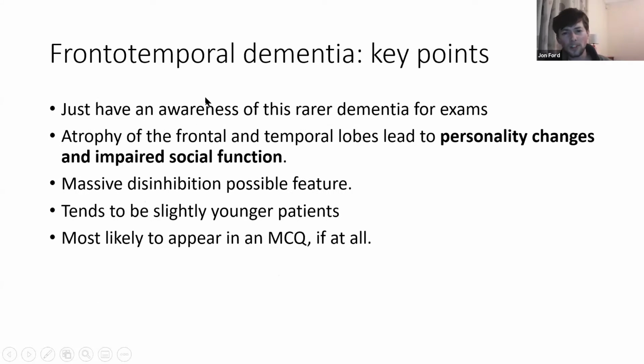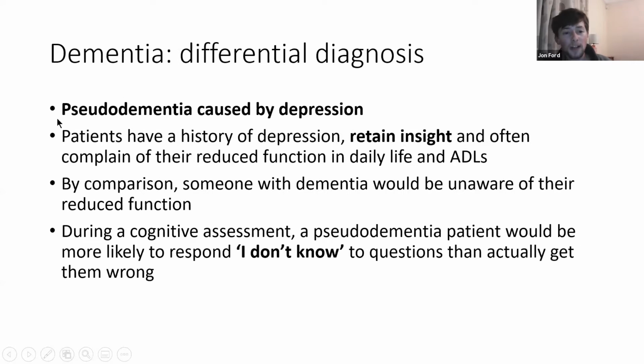So frontotemporal dementia, not very common at all. I've seen it, but it's not as common as the other ones. It's worth having an awareness for exams that these patients would be the ones with personality changes and impaired social function over some of the other features of Alzheimer's. They might be disinhibited. And often there's a clue in the stem if the patient is slightly younger than you'd expect for dementia. But that's pretty much it for that. Keep that bit short.